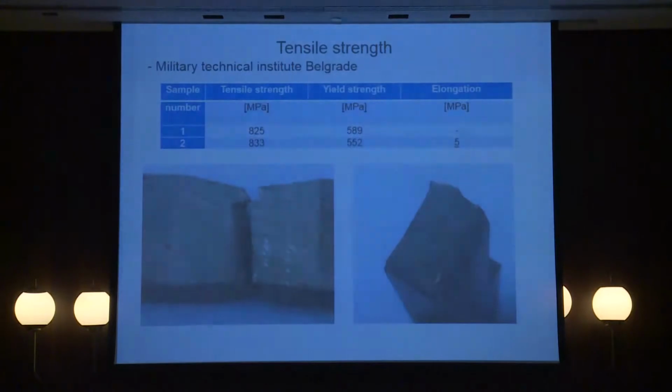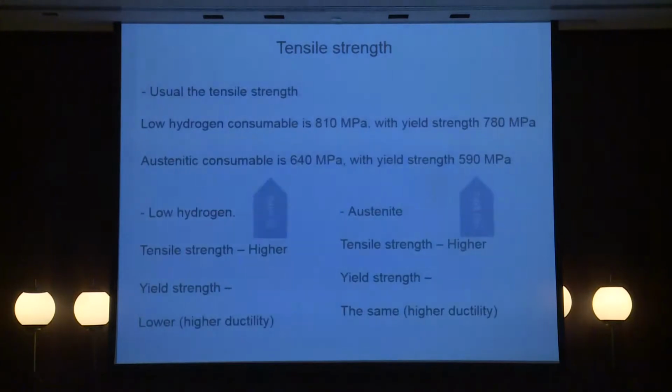Tensile strength results. All tensile results were higher than 800 megapascal. I can present now 825 and 933. If I can say, this tensile result was better than usual for austenitic wire, where tensile strength is approximately 700 megapascal. We increased tensile strength by approximately 130 megapascal, which is very good.